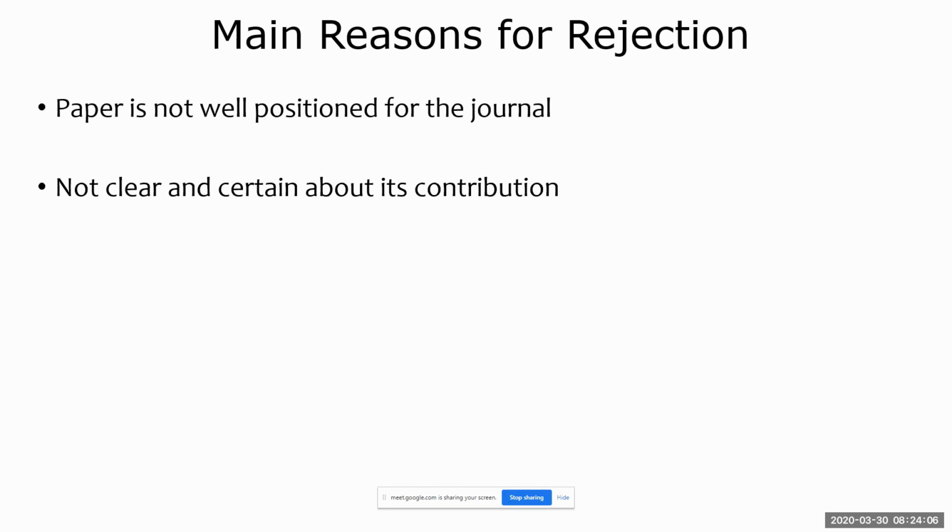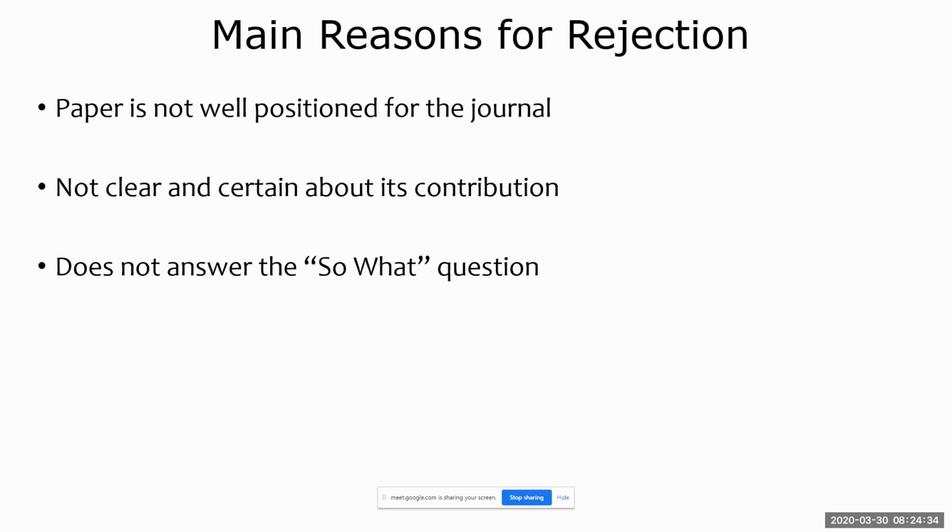So remember one thing: if you have really a masterpiece sitting on your desktop and you're not able to tell people what is special about it, there's no point. So contribution is important, but what's more important is how you communicate that contribution. So this leads to another main reason for rejection, and that is when the authors are not clear or certain about the contribution of their paper.